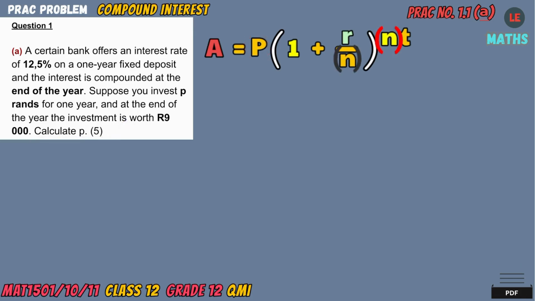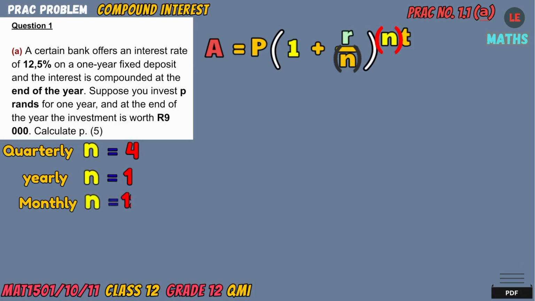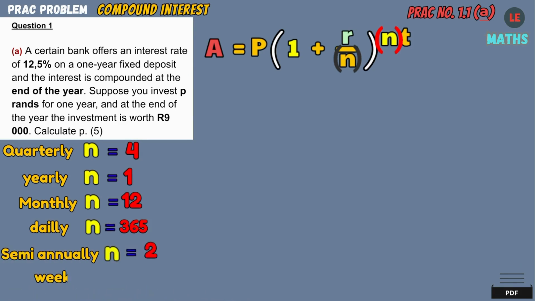N is the number of times per year that interest is compounded. It can be compounded quarterly, monthly. It depends on what the statement says. For instance, when it is compounded quarterly, the N will be 4. Yearly, the N will be 1. Monthly, the N will be 12. Daily, the N is 365. Semi-annually, the N is 2. Weekly, the N is 52, and so on. In this case, it is compounded yearly, that means N is 1.